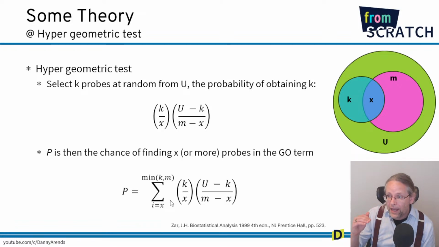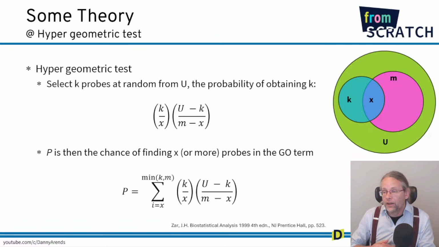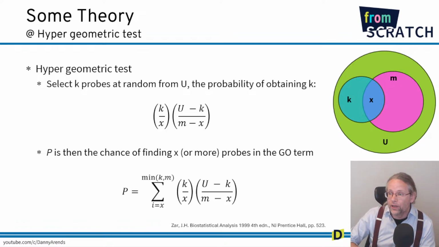You're just adding up the probability of finding 7 out of 20 to be in your GO term, the probability of finding 8 out of 20 of being in your GO term, plus 9 out of 20, and so on until you reach 20 out of 20. So you're just basically dividing it and saying, well, there's a probability of finding x, and then all of the stuff which is above x.